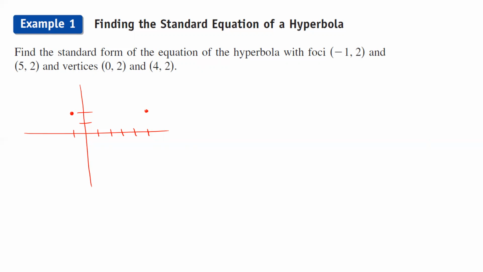So because of that, I know it's horizontal. Everybody agreed there? Horizontal. The vertices are at 0, 2. That's cool. And 4, 2. So now I know how to graph this guy. The graph is kind of like this right here. This way and this way.